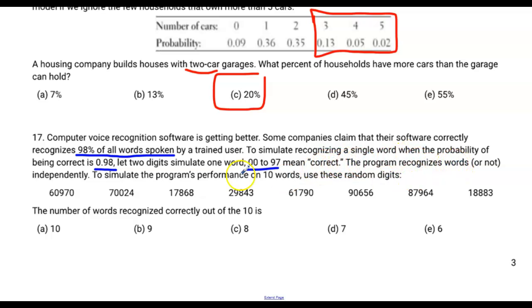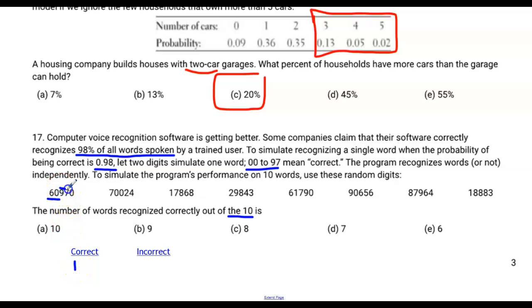So the program recognizes words independently. So we're going to simulate using these random digits the number of words recognized correctly out of the 10. We're going to do this simulation 10 times. And this time I'm going to do the over-under method. So here is the first simulation, 60. That is between 00 and 97. That means that is a success or correct, which means we get 1 tally mark under correct.